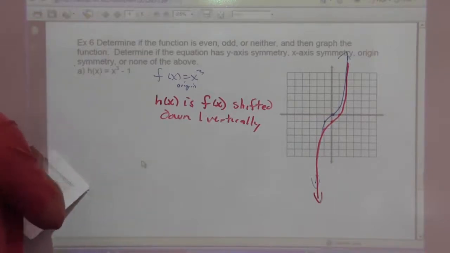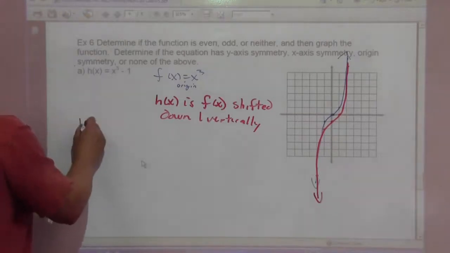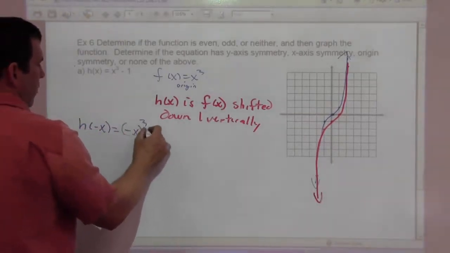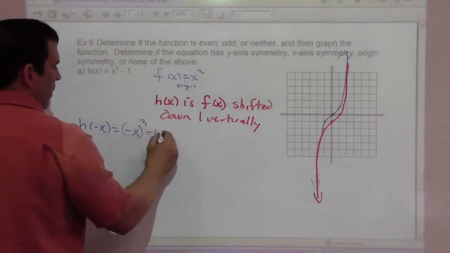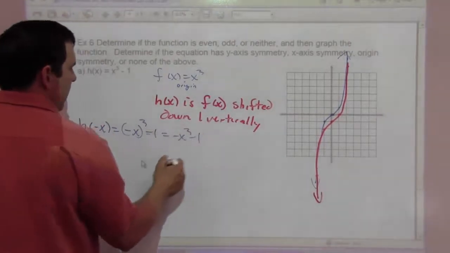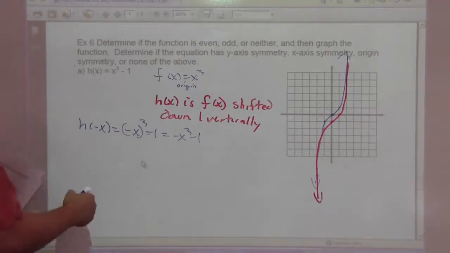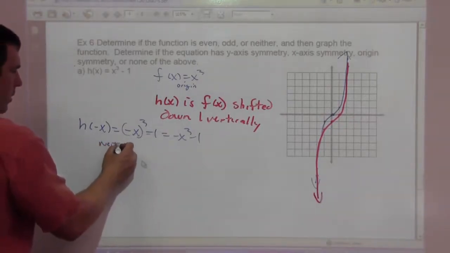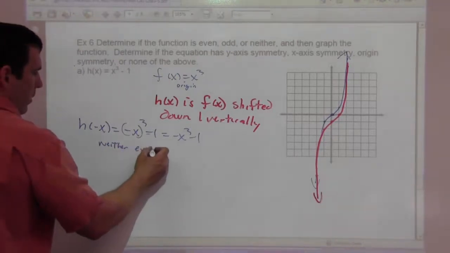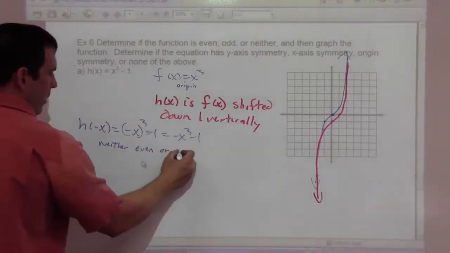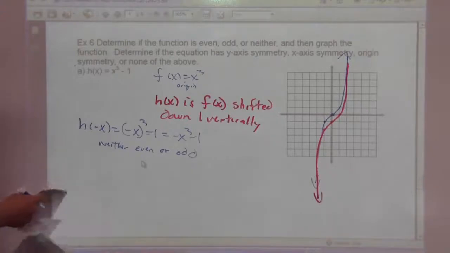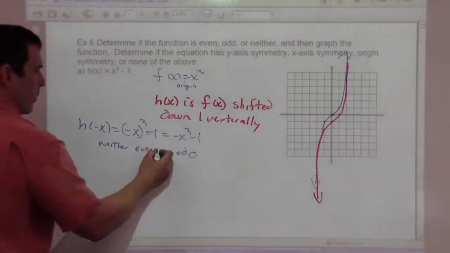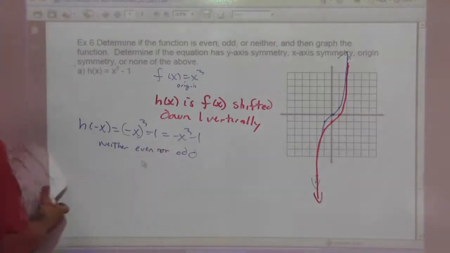So let's look at h of negative x. That's going to be negative x cubed minus 1. That's not the same as the original. That's not the opposite of the original, so it's neither even nor odd. I should say nor odd. Nor, okay.